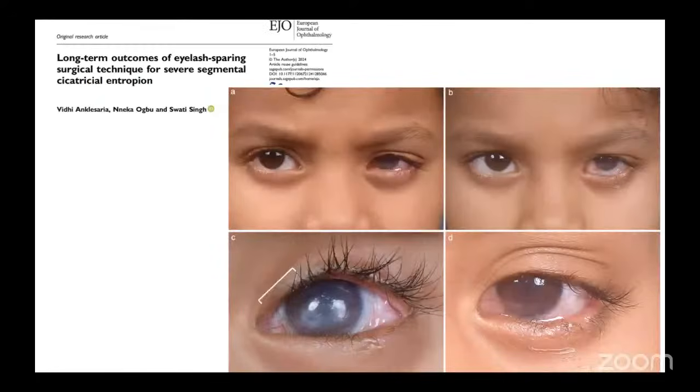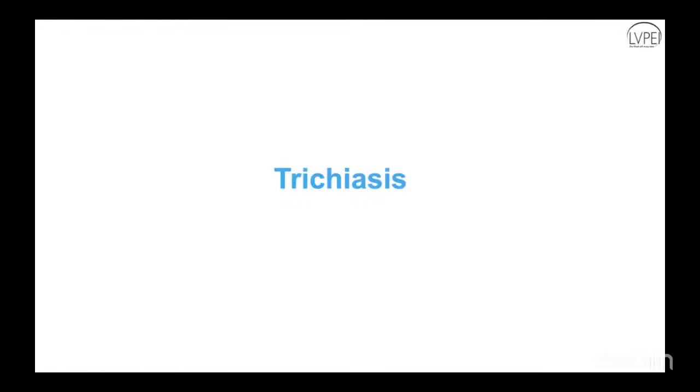We can use it for segmental cases also. Like in a kid, the rest of the lid margin is absolutely healthy. It's only the medial segmental entropion. So you just correct that part which is involved along with an adjacent 1 to 2 millimeters of healthy eyelid margin. And they do well, at least we've seen in long-term follow-ups.